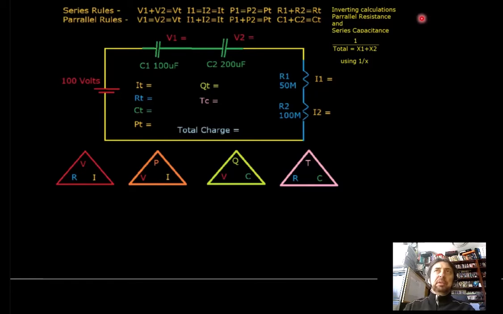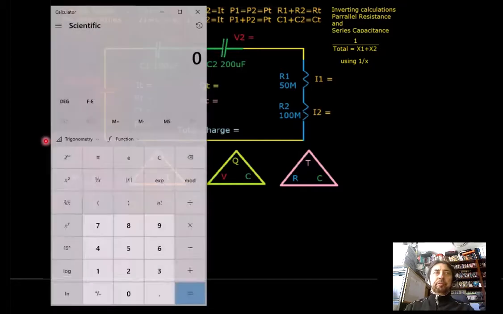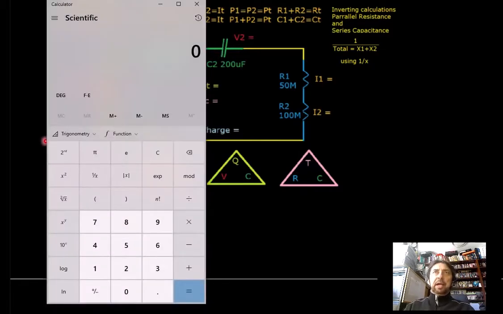For example, if we get the calculation over here of 100 microfarads and 200 microfarads, we can use the calculator to invert the fractions there to get the appropriate amount of capacitance in total for the circuit. Let's bring the calculator up. When we bring the calculator up here, we can just put the two values of 100 microfarads and 200 microfarads in a particular fashion to get the total capacitance. Let's do that one first.